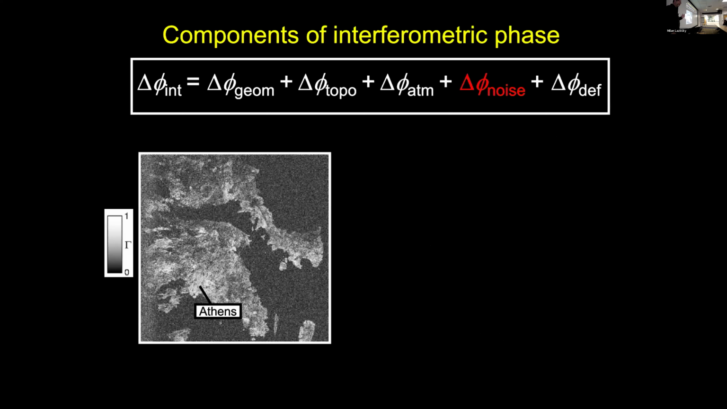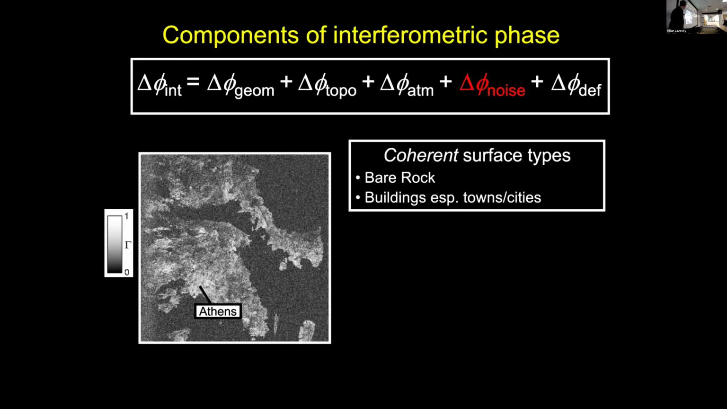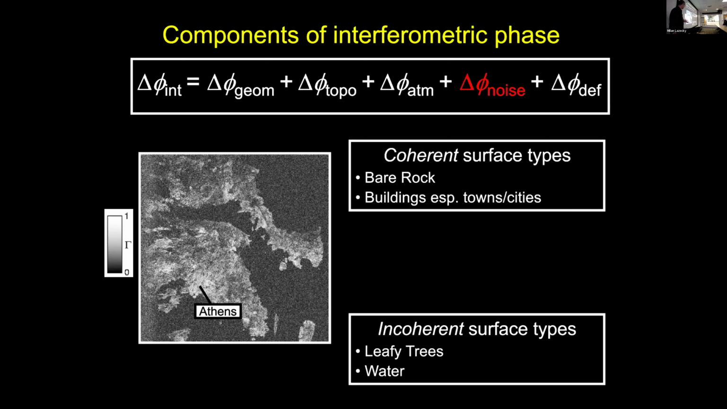You can map it in space. It's a nice spatial property. Here's an image from Greece. You can see here's Athens, nice and bright, with high coherence plotted as white, low coherence as black. Bare rock is typically quite coherent. Buildings are typically coherent. Incoherent things are water. The water surface is constantly changing, so you don't get a constant phase back.